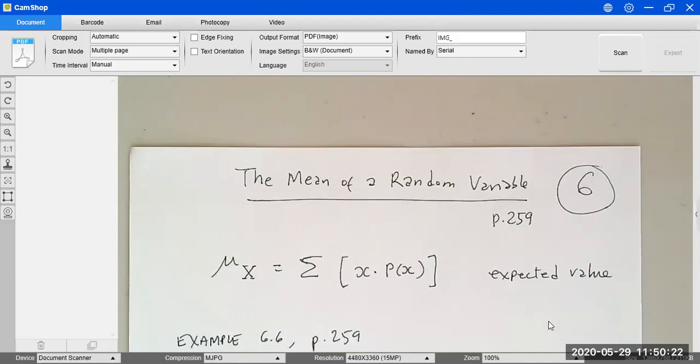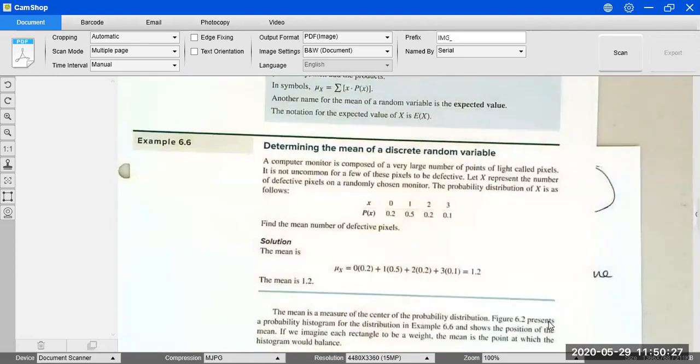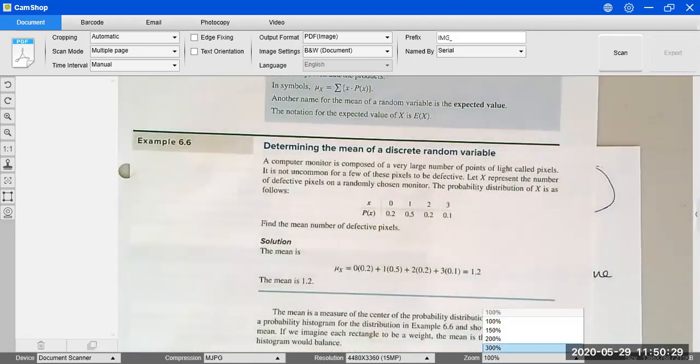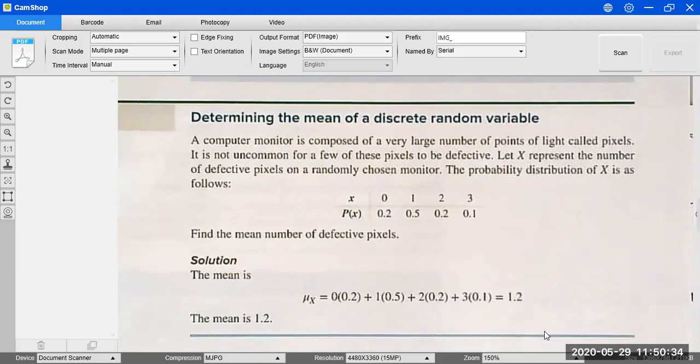So we're going to go now to example 6.6, where we're going to have a probability distribution. Now we're going to learn how to compute the mean and later the standard deviation of a probability distribution. You're going to see that the formulas we're going to use are very similar to the ones we used when we computed the mean and standard deviation from a frequency distribution, because the probability distribution looks like a relative frequency distribution.